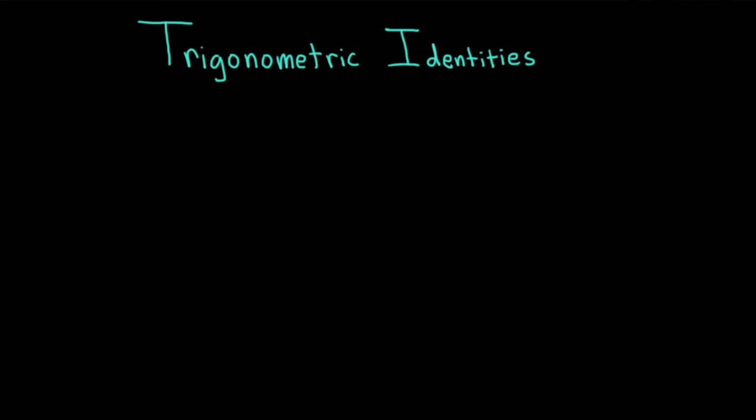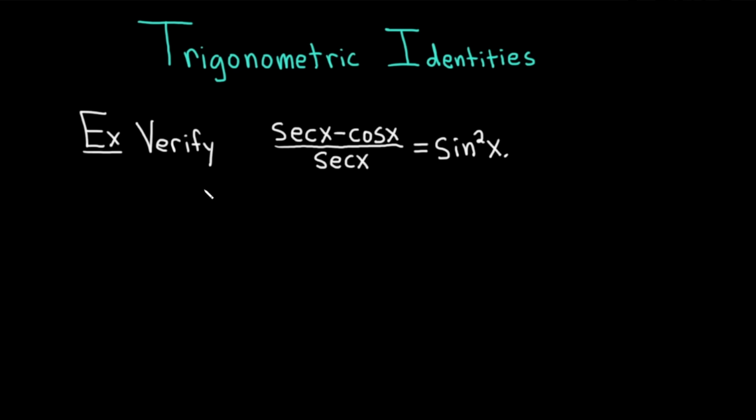In this video, we're going to discuss trigonometric identities. Let's start with an example. We have to verify that the secant of x minus the cosine of x, all divided by secant x, is equal to sine squared of x. Let's carefully work through this solution.